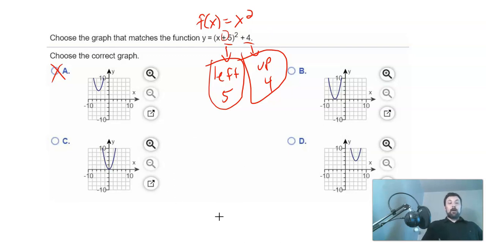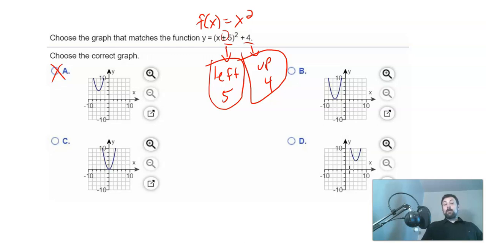And so looking at our options here, only one graph comes close to mimicking those changes, which is graph A, right? Graph B shifts to the left 5, but does not shift the graph up 4. It only has the shift to the left 5, and that's it.